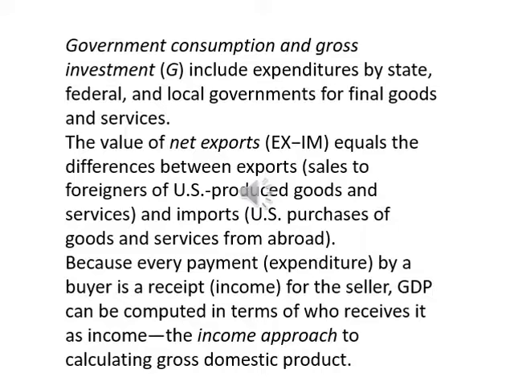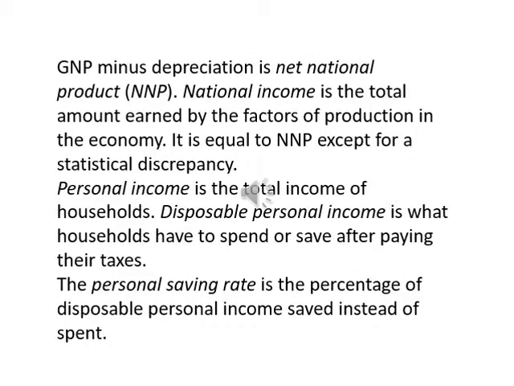Because every payment, expenditure, by a buyer is a receipt, income, for the seller, GDP can be computed in terms of who receives it as income. The income approach to calculating gross domestic product. GNP minus depreciation is net national product, NNP. National income is the total amount earned by the factors of production in the economy. It is equal to NNP except for a statistical discrepancy.